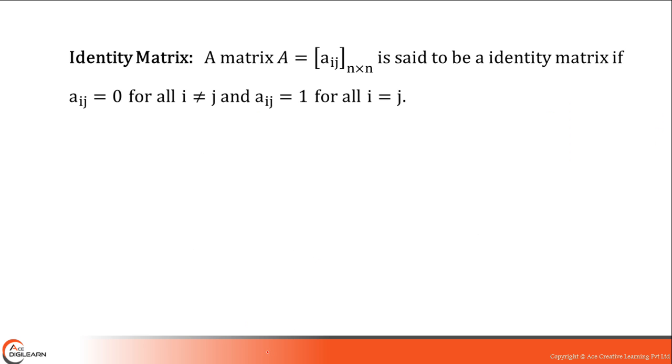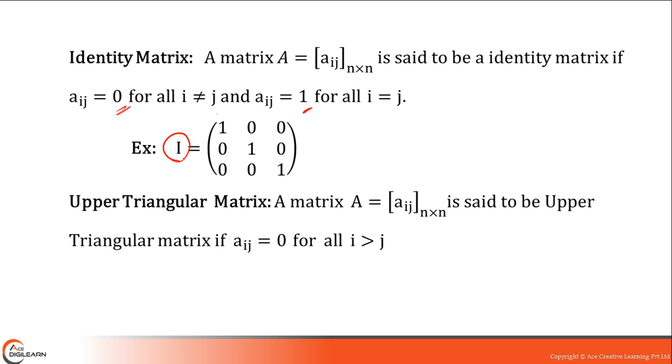Next, identity matrix. A matrix A equals [aij] of order n by n is said to be an identity matrix if aij equals 0 for all i not equal to j and aij equals 1 for all i equals j. The identity matrix is usually denoted with the letter I.